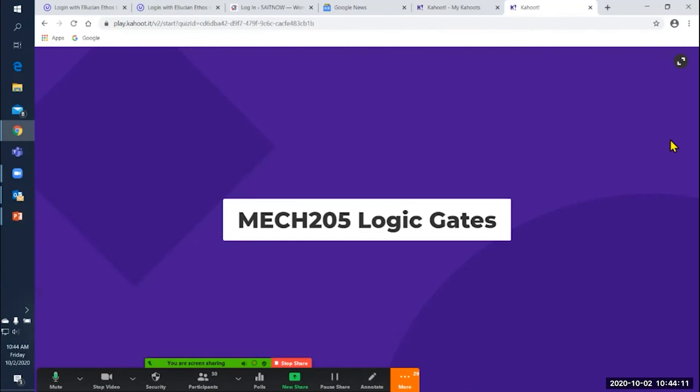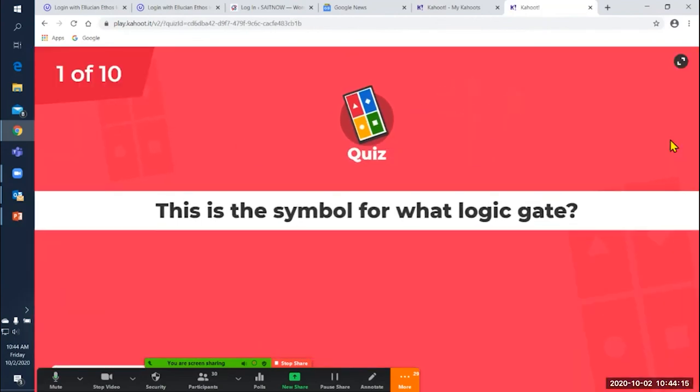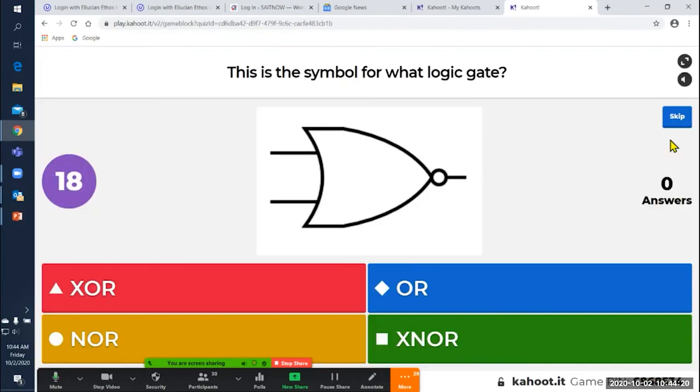So, MECH 25, 205 logic quizzes, we're underway. First question. This is the symbol for what logic gate? On your phone, press the appropriate color and shape. It won't have the options written there. 8 seconds, 7 seconds, 6 seconds, 5 seconds. Keep going. Take a wild guess now.